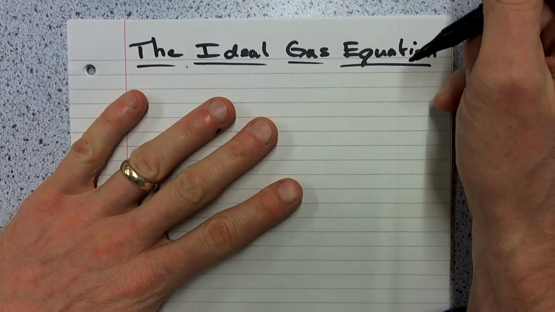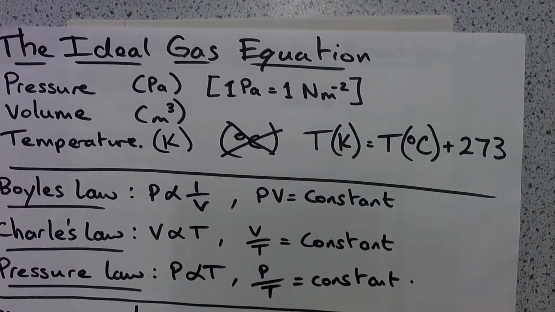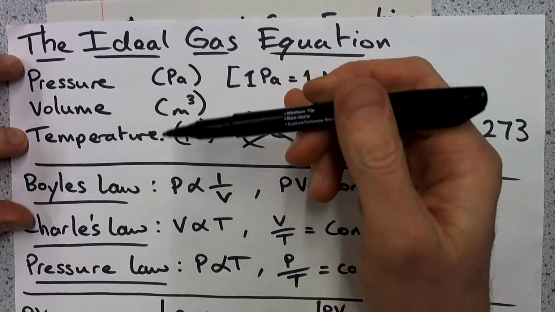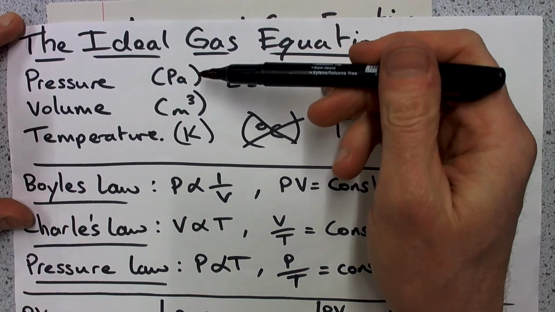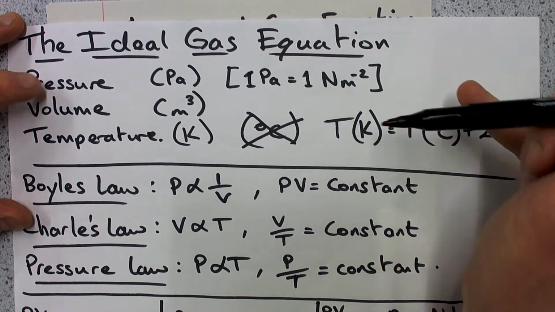the ideal gas equation. We're just looking at some formulas. So this is to do with ideal gas. You'll see in previous videos where we're looking at pressure, volume, and temperature of a gas. Ideal gas, we measure pressure in pascals, volume in meters cubed, temperature in Kelvin, not in degrees Celsius. We have to convert it.